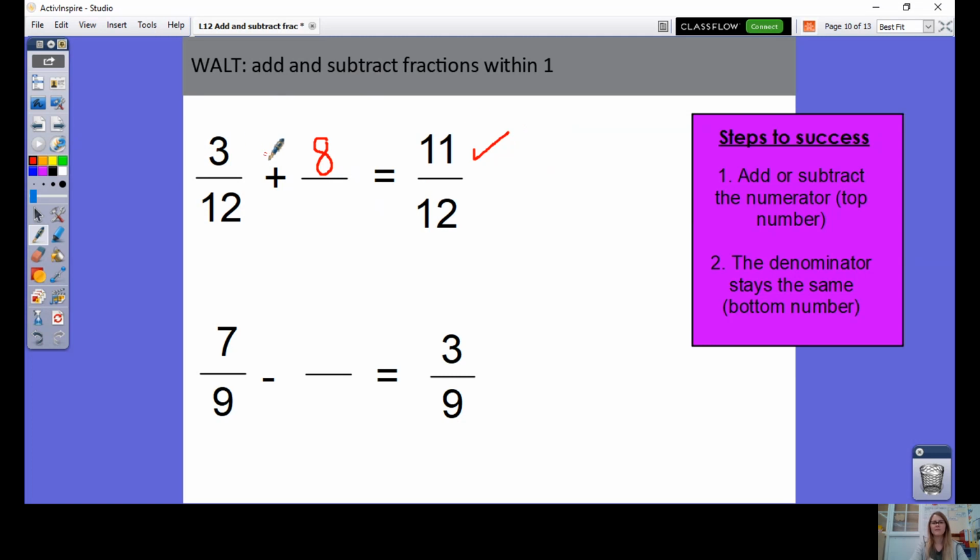So I've done the first part, I found my numerator. Now I need to think about the denominator. So the denominator I know stays the same. So this one must also have been 12 because I've got 12 on both of these ones here.